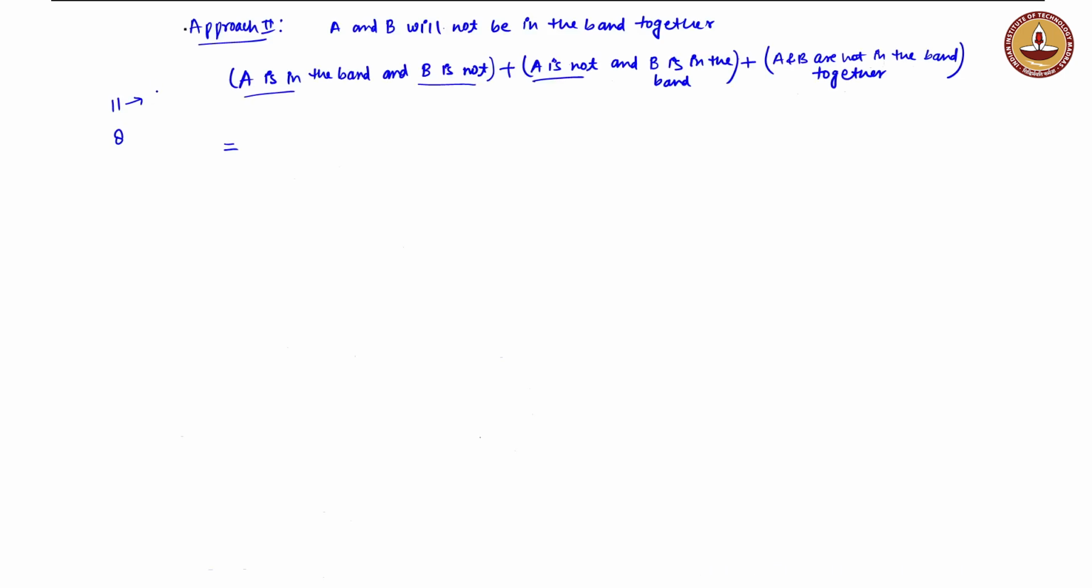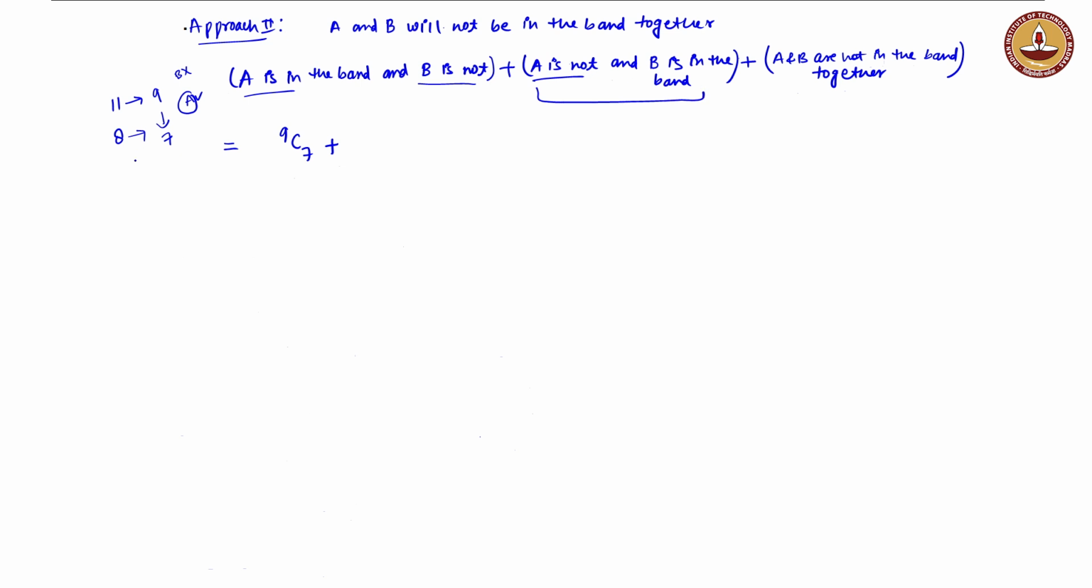So here it will be 9 people. We know B is already not there, but we know A is already there. So that means out of the remaining 9, A is already there, so I have to choose 7 people. Because anyway we have to form the band of 8 people. So A is already there, and I will choose 7 people out of 9. So it will be 9C7 plus the same for here.